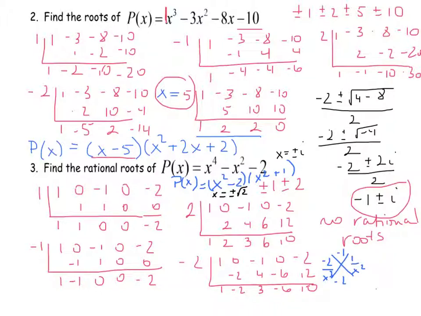I just don't have enough room to write anywhere, so I wrote the zeros here and here for the factored form. Which would mean that we have two complex or imaginary zeros right here, and we have two irrational zeros because they are plus or minus the square root of 2.